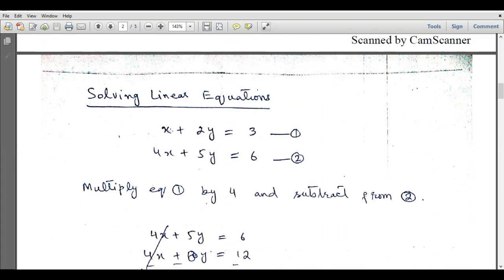And if there is any variable whose power is 2, for example, x square or y square, then that equation will become a second order equation. So that will not be a linear equation. So the linear equation will have maximum power of each variable as 1.